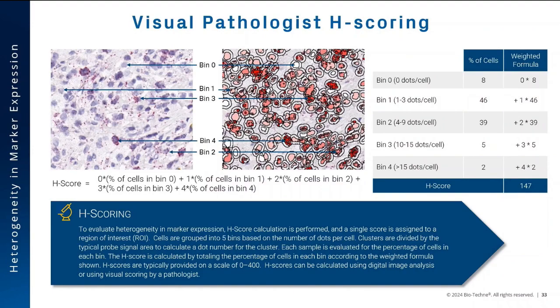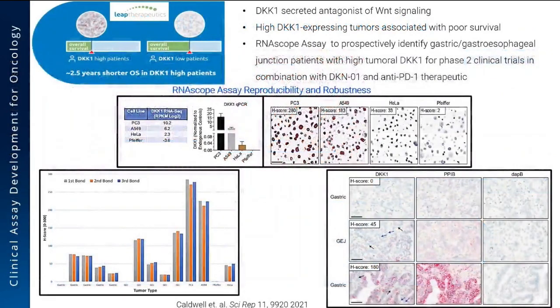Now here's an example of H-scoring. What we want to highlight here is a collaboration that ACD had with Leap Therapeutics to develop a DKK1 clinical assay. The overall goal was to establish whether DKK1 could be used as a predictive biomarker of response to both monotherapy with their novel DKK1 antibody therapeutic as well as in combination with anti-PD1 antibody immune checkpoint inhibitors. The data that I am showing was published in 2021 and nicely summarizes the studies that were conducted to help optimize and validate an RNAscope ISH assay that could be used as a reliable DKK1 marker expression in gastric cancers.